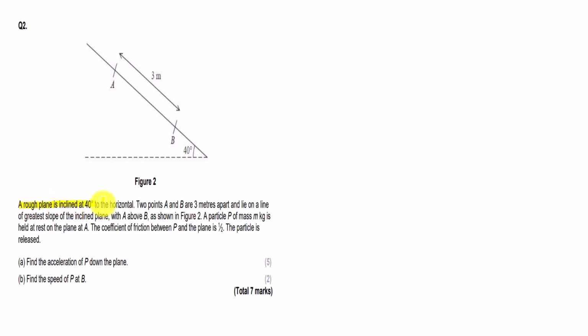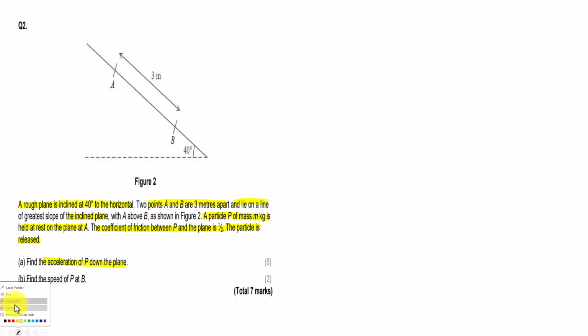The diagram is useful. We've got 40 degrees to the horizontal, and A and B are 3 meters apart on the inclined plane. We can see that. Now this is crucial. A particle P of mass m is held at rest at A, and the coefficient of friction between P and the plane is 1/2, and the particle is released. Find the acceleration of P down the plane.